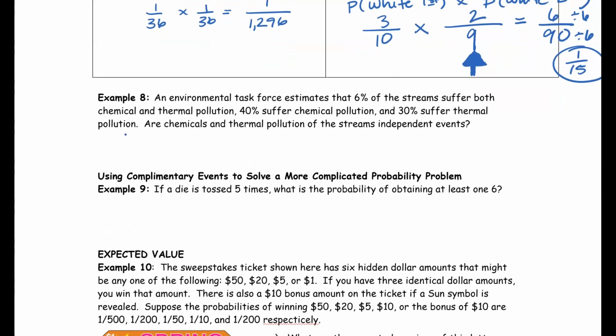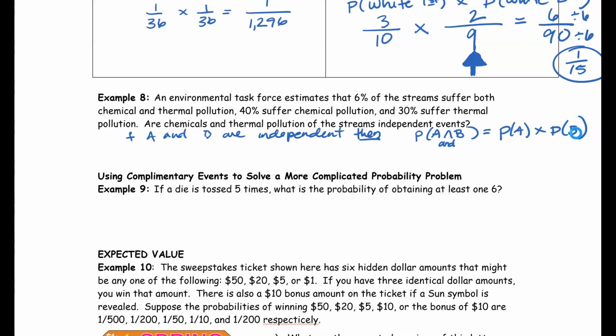So the test says that if A and B are independent, then this is true. The probability of A intersect B, so that's "and," the probability of both of them happening at the same time, should be the probability of the one times the probability of the other. If it's not, then it means they're not independent.